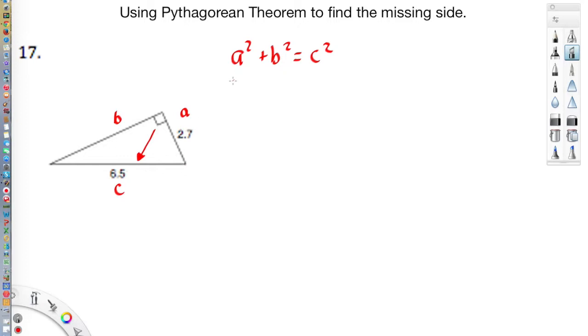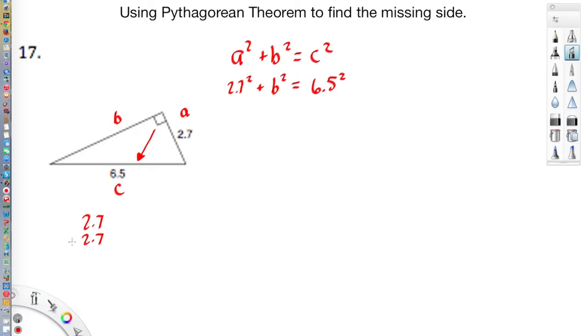When we plug our numbers into our formula, we need to put the numbers in the right place. So I'd say a is 2.7, and I'm going to have to square that, plus b, which I don't know. I don't know what side b is. And then c, my hypotenuse, is 6.5, and I have to square that. So let's do a little math.